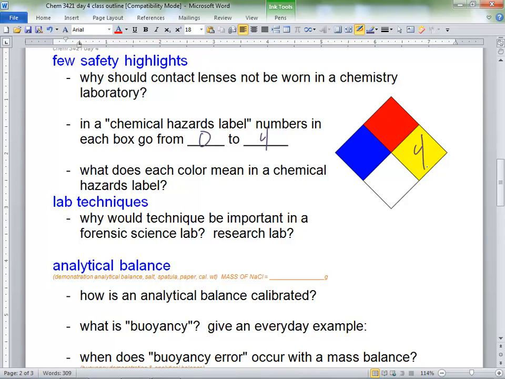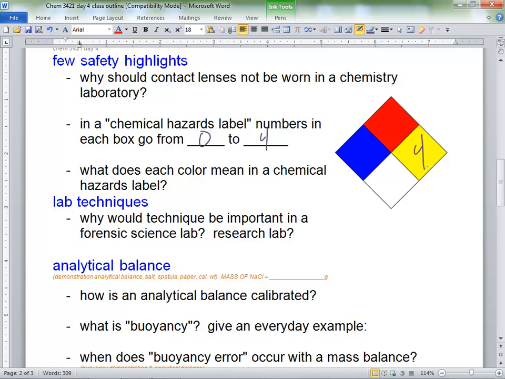If it decomposes, it's building up a what inside there? Pressure. It's building up a lot of pressure. It's decomposing. You don't really care what it's decomposing to. It's unstable. So whatever it was, it's decomposing into more than what it was. It's going to build up a lot of pressure. So peroxides are especially bad with that.